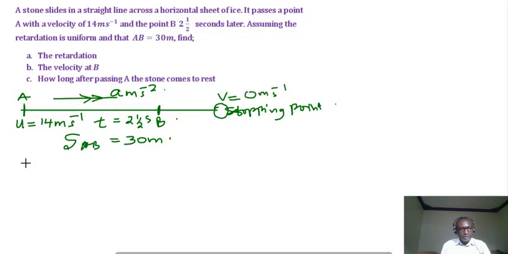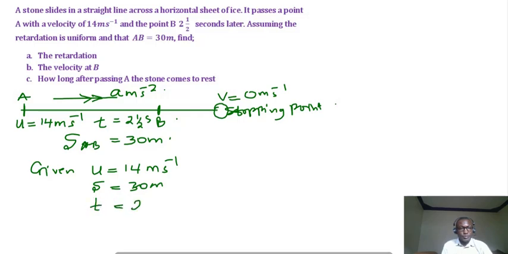So let us check on what is given. I have been given the initial velocity u, which is equal to 14 meters per second. We've been given the distance between A and B, 30 meters. We have also been given the time t, which is 2.5 seconds. We need to find acceleration.